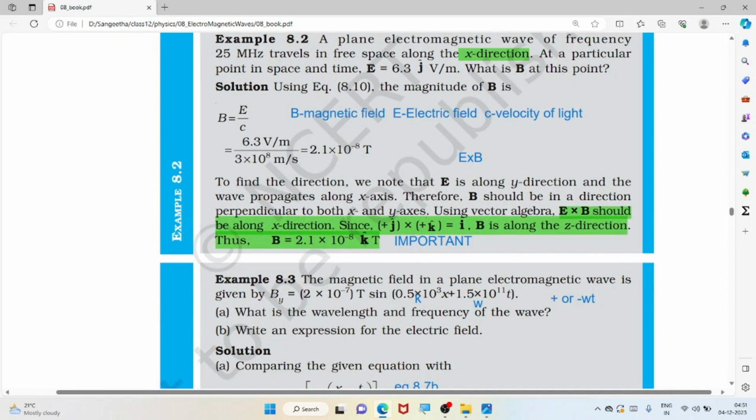See, E is in the j direction, that is the y direction, and the wave is traveling in the x direction. That means the propagation vector should be along the x direction. E is in the y direction. That means B should be along the k direction. That is z. All three are perpendicular.